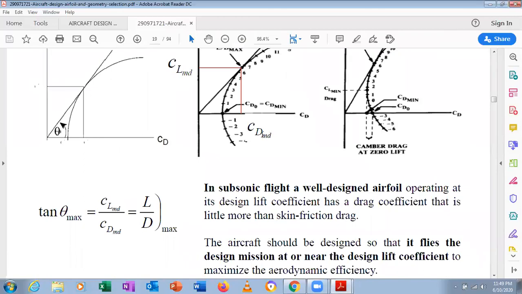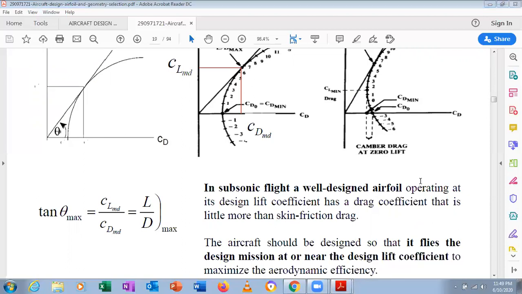This is called CDMD, the coefficient of drag at the minimum drag. So tan theta is the coefficient of lift at the min drag over the coefficient of drag at the min drag, and that is called L by D max. Maximum lift and minimum drag are at the same position, so L by D will be maximum. L by D determines the aerodynamic efficiency of the aircraft, that we have to understand.